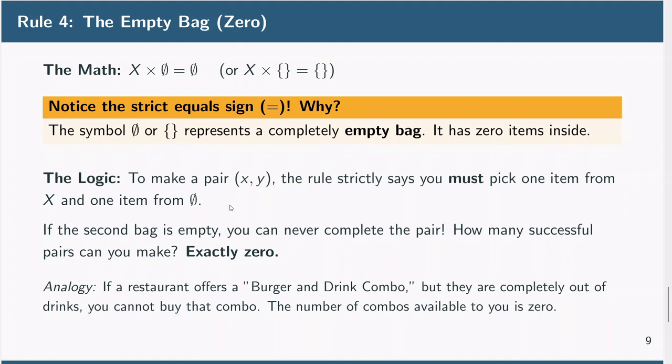Here's the logic. To make a pair, x, y, the rule strictly says you must pick one item from x and one item from the second bag. But if the second bag is empty, you can never complete the pair. How many successful pairs can you actually make? Exactly 0. Think of this simple analogy. If a restaurant offers a burger and drink combo, but they're completely out of drinks, you simply cannot buy that combo. The number of combos available to you drops all the way down to 0.